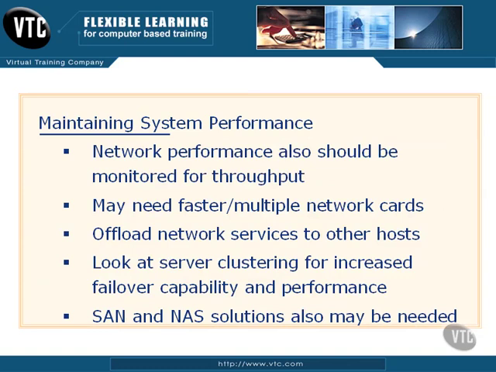Network performance also should be looked at for throughput, bandwidth, and so forth, to make sure that you're getting the right network throughput that you need for whatever applications are running on the server. You may have to add faster network cards or multiple network cards to offload some of the network throughput problems. You also may have to offload these network services to other hosts. Instead of running file services and DNS and DHCP all in the same box, you might want to take two of them and put them on another box, especially if you have a lot of users on the network.